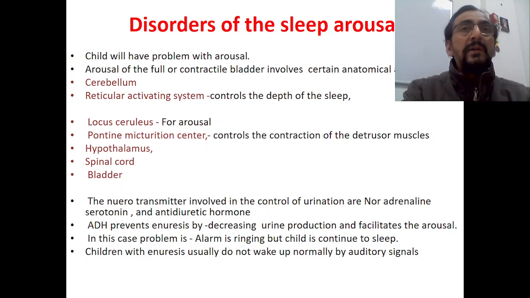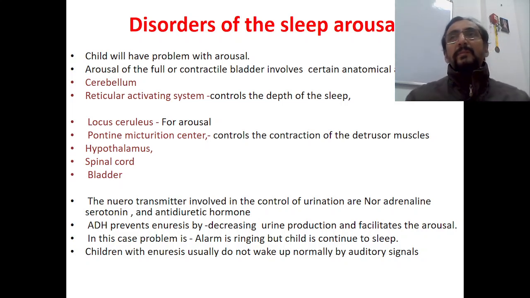If the antidiuretic hormone is less, the alarm is ringing. We have kept the alarm to wake up the baby at 2 o'clock. The alarm is ringing, but the child is not waking up, because if the problem is due to less secretion of ADH, this may happen. Children with enuresis usually do not wake up by auditory signals. This is what is found. During enuresis, we have to follow some other method, like a tactile stimulus.